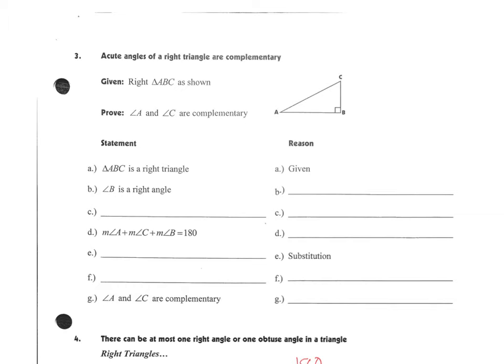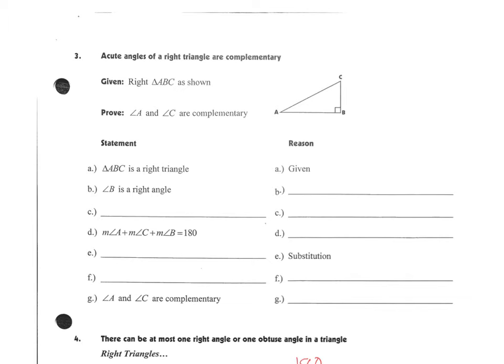All right, so we're looking at acute angles of a right triangle are complementary. So we are given that we have a right triangle as shown, and we want to prove that angle A and angle C are complementary. So our first statement and reason is just the given.